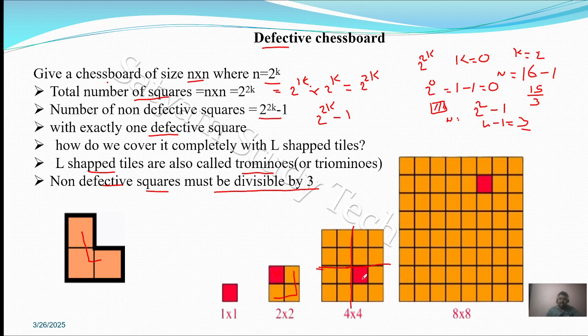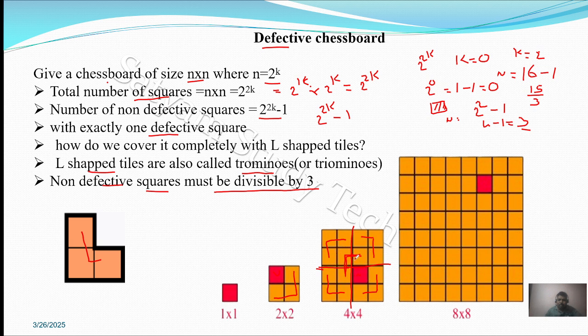For example, here the third quadrant has one defective cell. This is the defective one. Now we can see these 3 quadrants are non-defective. There is no defective cell in those quadrants. Now we can fill with the L-shape symbol here. You can fill with L-shape tiles, trominos. Here also you can fill with the L-shape symbol, and here also. So the entire problem is solved.